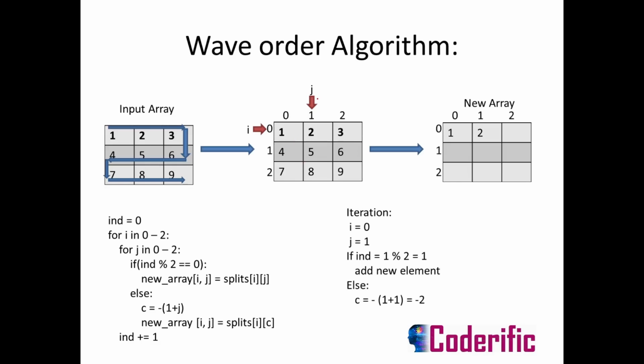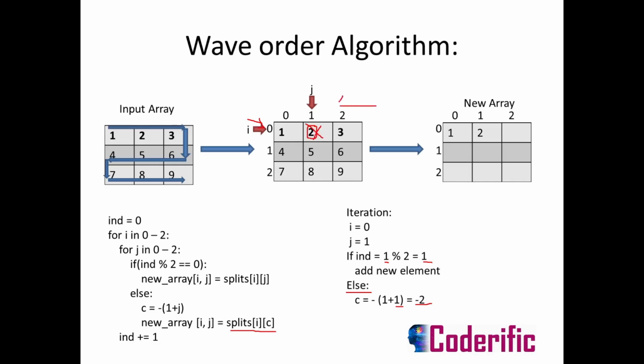Here our new value of j is 1, and we are still under the first row, and here we have updated our index value, which is now 1. We are going to check if 1 remainder 2 is equal to 1. It is false. It should be 0. So we are inside the else block, where we are updating the c value based on 1 plus j. The j value is 1, 1 plus 1 is 2. So we have created negative index -2.